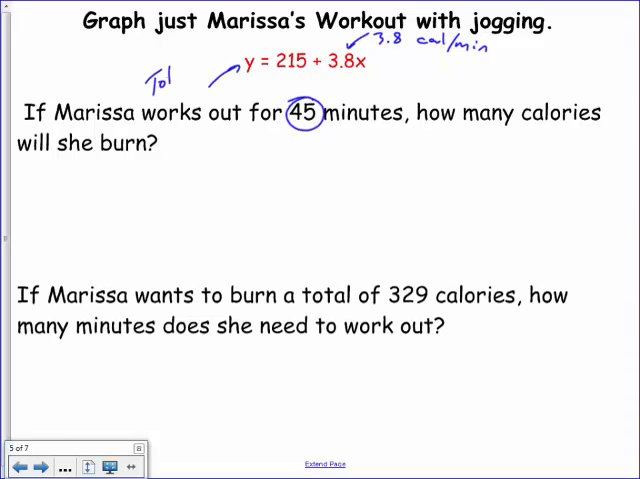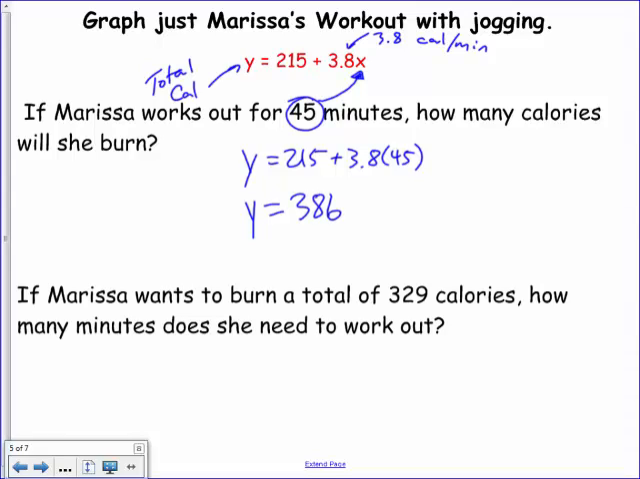Yeah, that would be our total calories burned. So the 45 minutes, that's got to be for x. X must represent our minutes, so I need to plug that in for x. So I'll take 215 plus 3.8 times 45. And what does that get us when we type it in a calculator? Looks like 386 calories. Make sure we have a label.